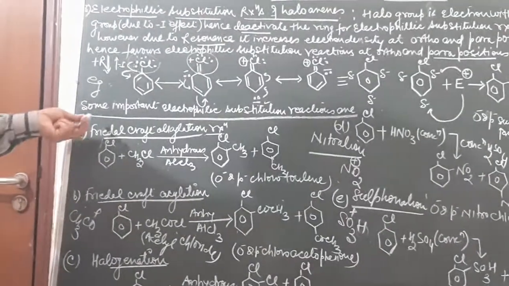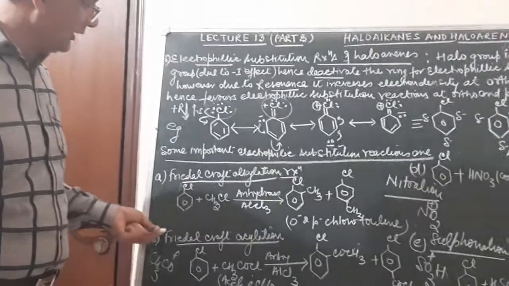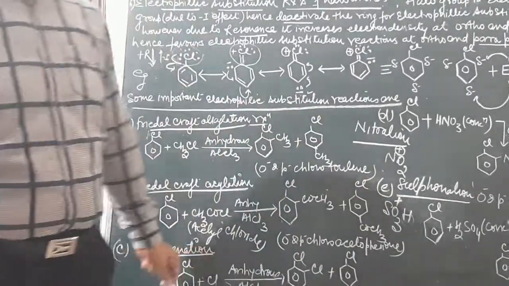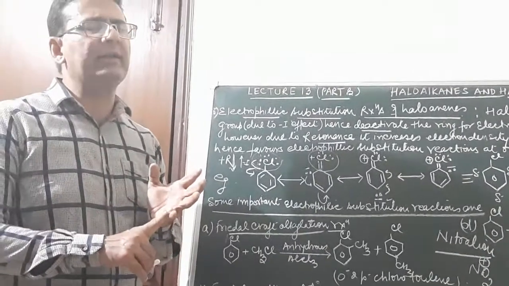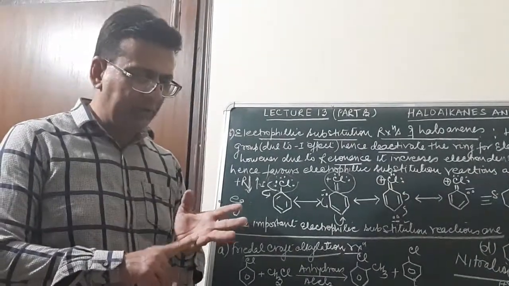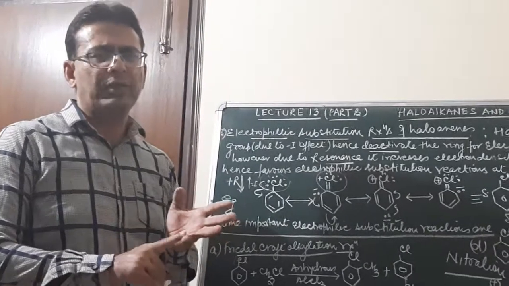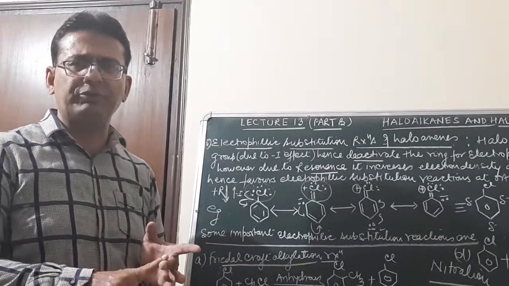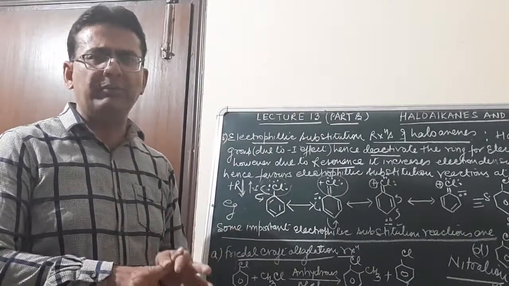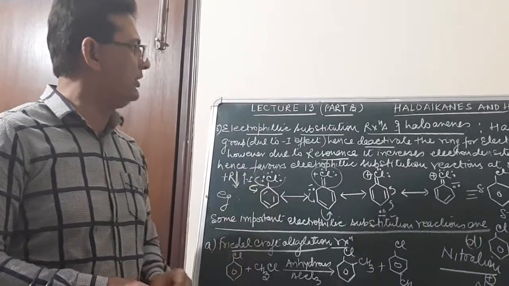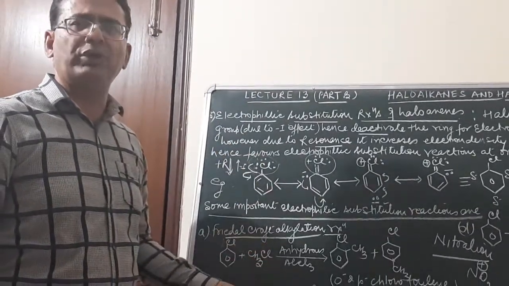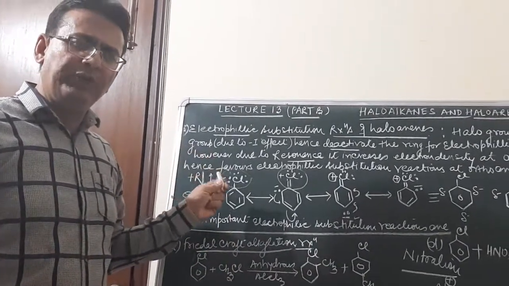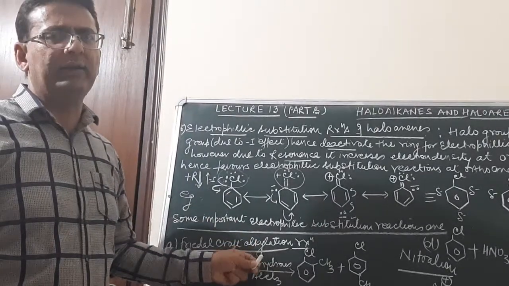We have done with you some of the electrophilic substitution reactions like Friedel-Crafts alkylation, Friedel-Crafts acylation, halogenation, nitration and sulfonation reaction. Now, we recapitulate the chemical properties of haloalkanes and haloarenes. First was the reduction reaction. Second was the reaction with metals. Third was nucleophilic substitution reaction. Fourth was the elimination reaction. And the last chemical property we discussed with you is electrophilic substitution reaction. So we have done with you the physical properties as well as the chemical properties of haloalkanes and haloarenes.